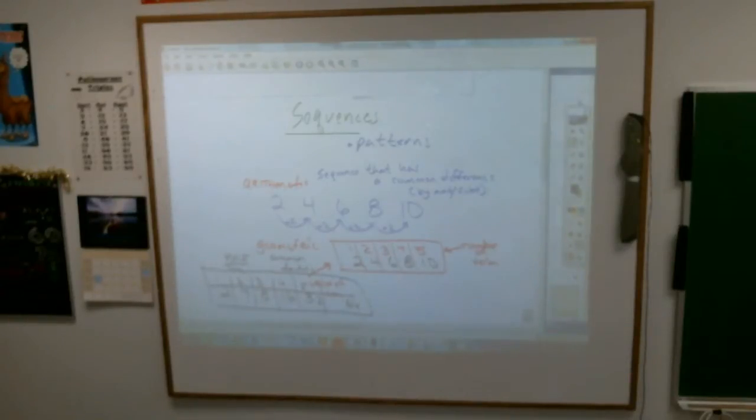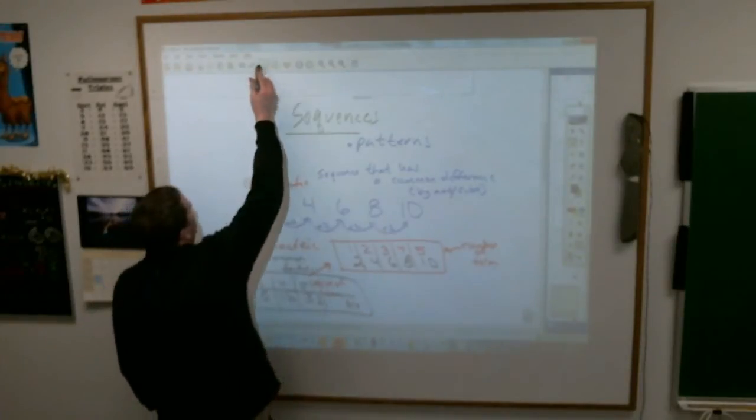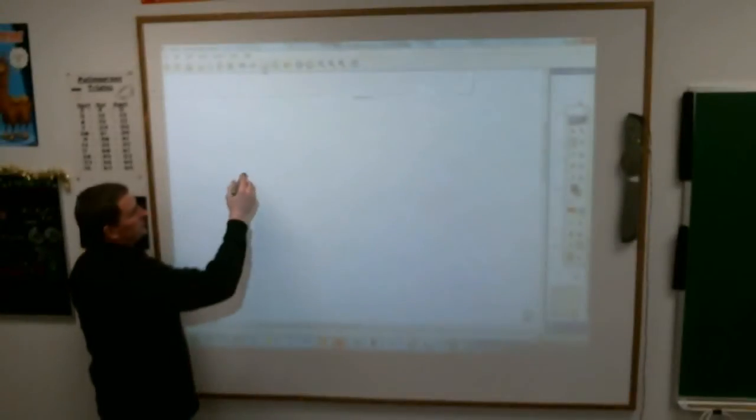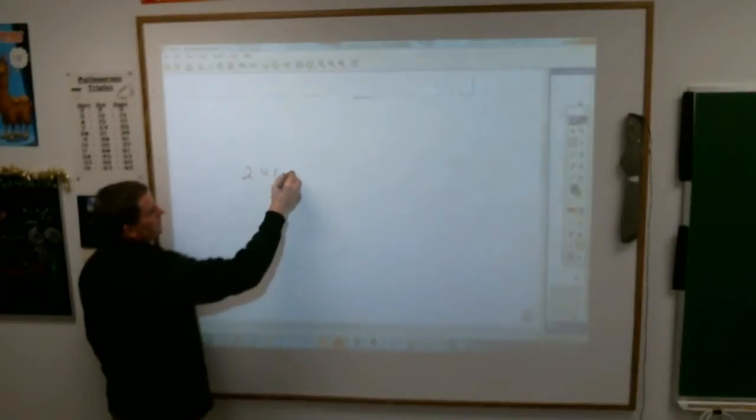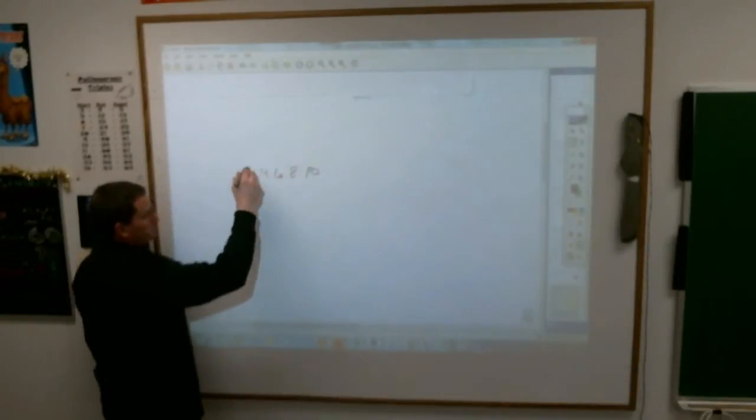Now, when you see these, let's look at this first. Let's look at both of these. The first sequence I gave you was what? That was 2, 4, 6, 8, 10.